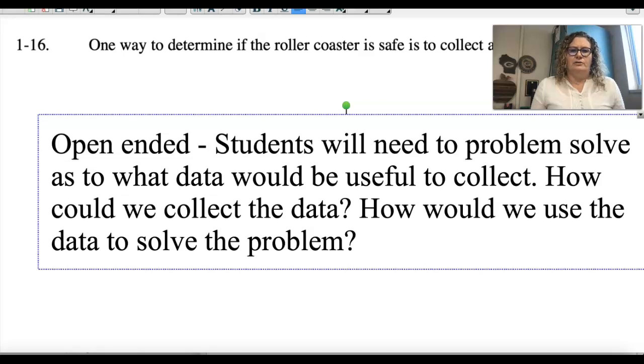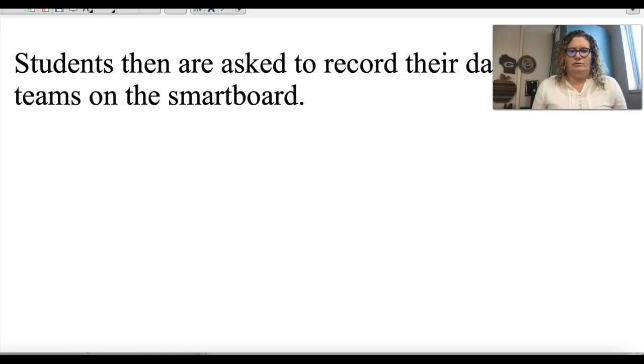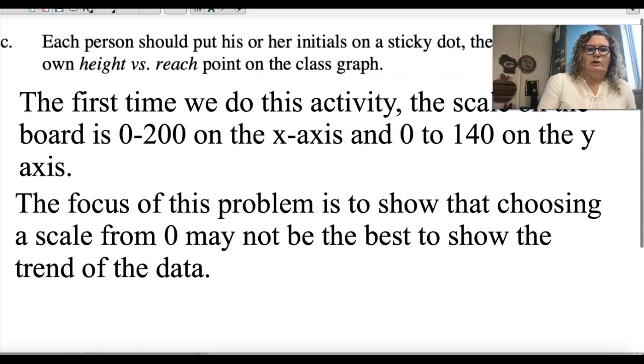One way to determine whether the roller coaster is safe is to collect and analyze data. This is the part where I've added the open-endedness. Students will need to figure out what data they will need to collect and how they're going to collect that, and then how we would use the data to solve the problem. Once they figure out that they need to measure a person's height and how much their reach is, from the bottom of when sitting in the roller coaster to the tip of their arms when it's raised over the head, they collect that data.